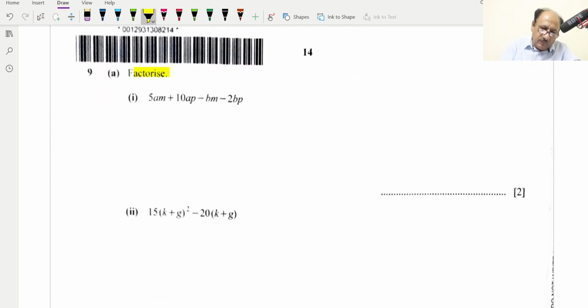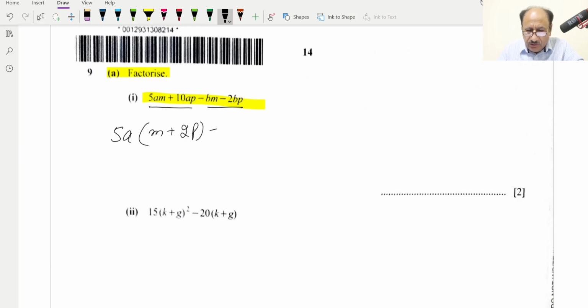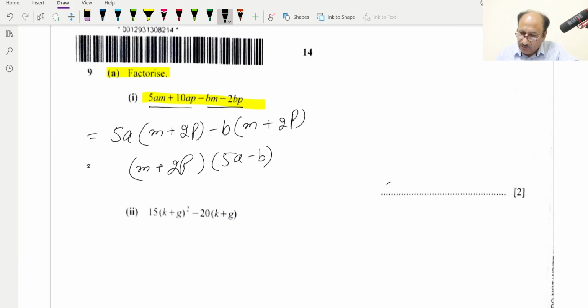Question number 9. A part, factorize. We have to take maximum common, so we can make pairs from this pair and this pair. We can take 5a common from the first pair, so it will be m plus 2p, and minus, we can take minus b common from the second pair, so it will be m plus 2p. Now we can write m plus 2p, and the remaining will be 5a minus b. This will be our final answer, m plus 2p and 5a minus b.